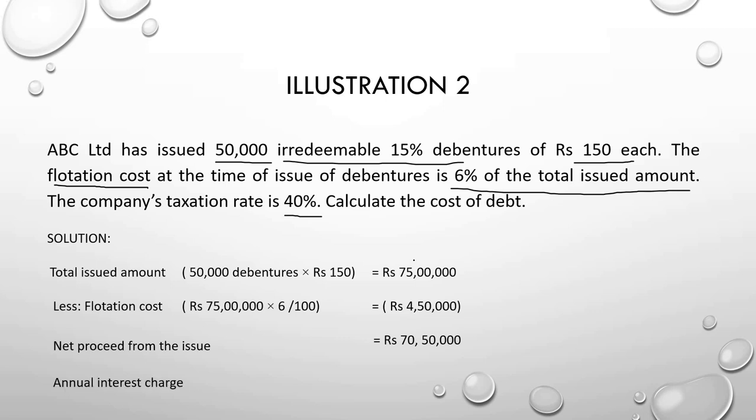And annual interest will be 15%. You can see this is your coupon rate, so this 15% will be charged. You have to remember, as I told you, it will always be on the face value. The face value is 150 and there are 50,000 debentures, so the value is 75 lakh. We calculate 15% of 75 lakh, which comes out to be 11,25,000.